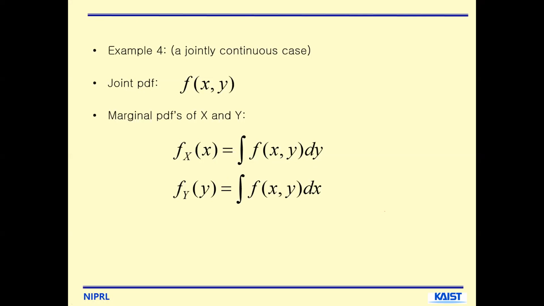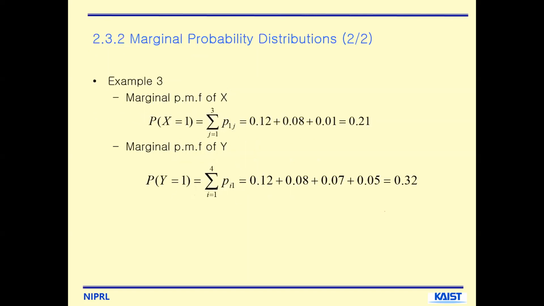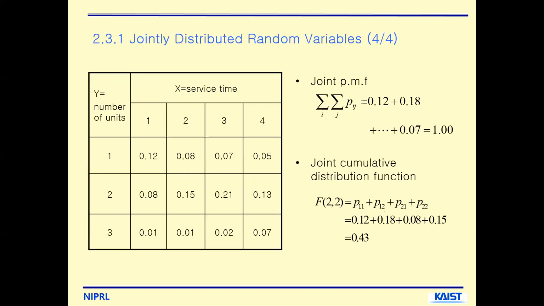And let me tell you this: under the discrete problem, if they want to give you two variables that are jointly distributed, you can be given in the form of a table for discrete.